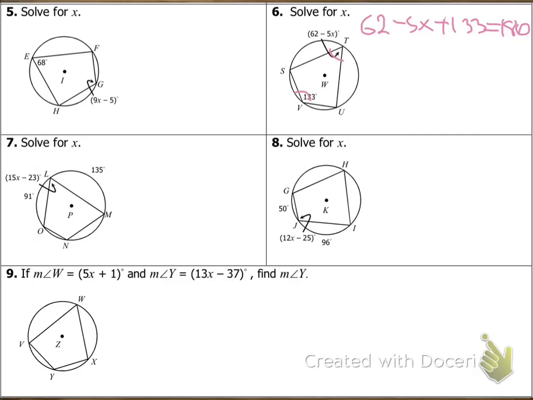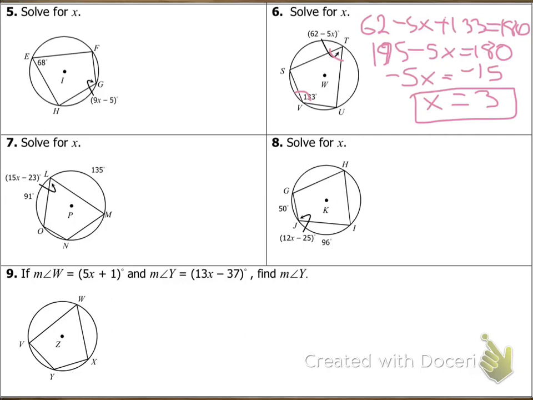You're going to do 62 plus 133. And I'm going to have 195 minus 5x equals 180. You're going to subtract the 195 from both sides, and you're going to get negative 5x equals negative 15. Divide by negative 5, x is going to be equal to 3. And all we have to do was solve for x, so we are done. Now let's look at number 7.